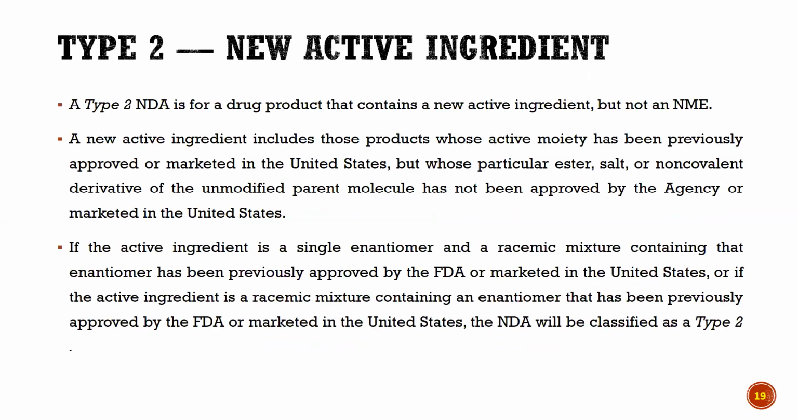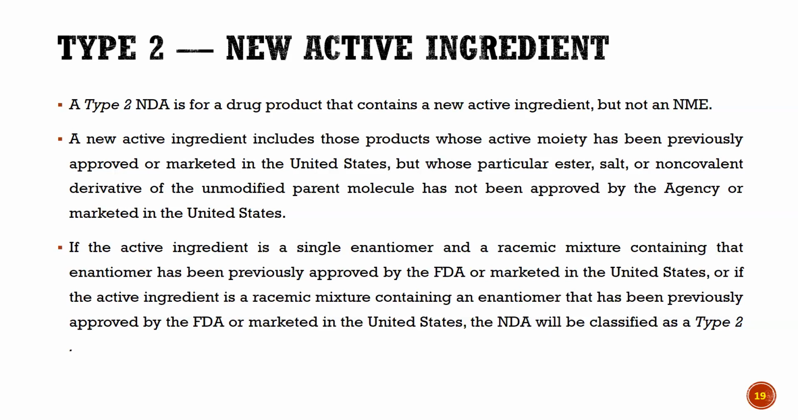Type 2 is a new active ingredient. A type 2 NDA is for a drug product that contains a new active ingredient but not an NME, new molecular entity. A new active ingredient includes those products whose active moiety has been previously approved and marketed in the United States, but whose particular esters, salts, or non-covalent derivatives of the unmodified parent molecule have not been approved by the agency or marketed in the United States.